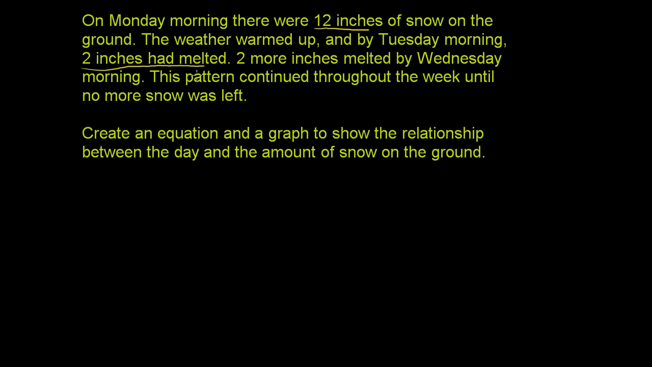So they're essentially saying that we had 12 inches of snow on the ground on Monday, and that every day after that, 2 inches melted. So after Tuesday, you'd have 10 inches, and after Wednesday, you'd have 8 inches, and that pattern continued. And what they say is create an equation and a graph to show the relationship between the day and the amount of snow on the ground.